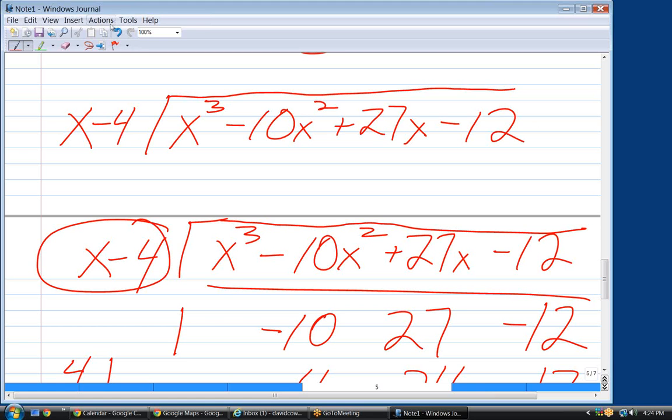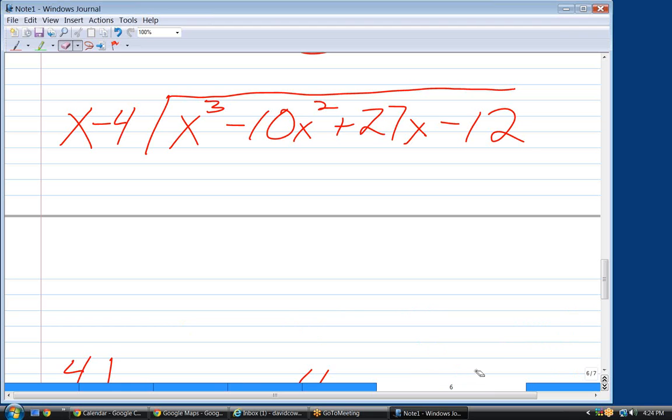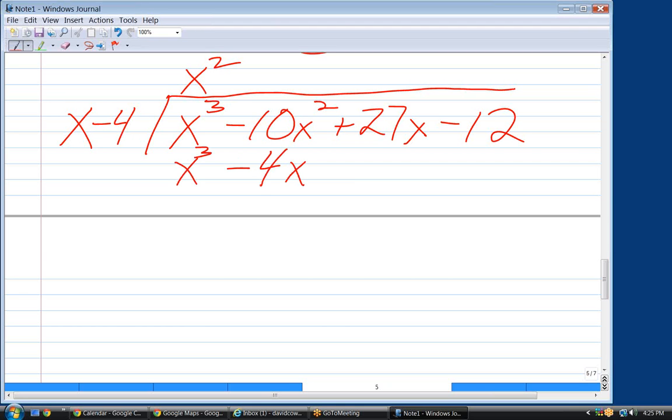It's the first step in the long division process. Long division. The first step is going to be divide x into x cubed. That's the first step. So you get x squared. Now multiply that by both terms. Right. So it's x cubed minus 4x squared. And now we're subtracting.